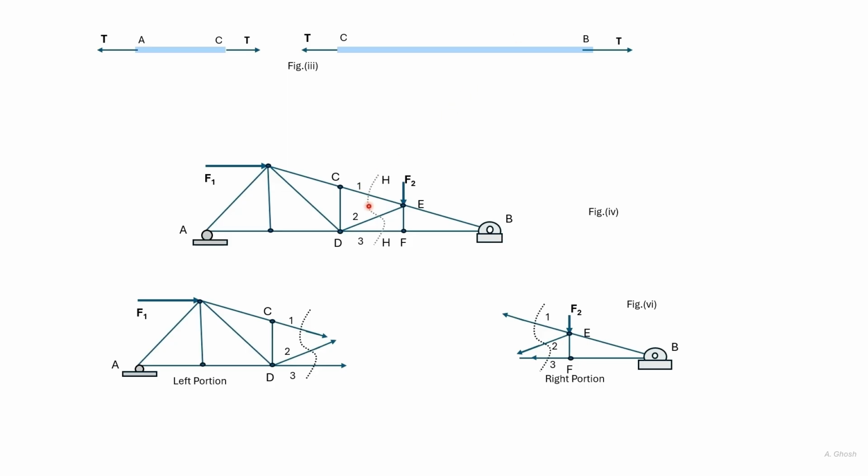We then take the section through three members. As earlier discussed, the left-hand portion will be in equilibrium under external forces and these three internal forces. Similarly, the right-hand portion also will be in equilibrium. Knowing the external forces and the reaction, and using the three equations of equilibrium, if we consider the left-hand portion, we can find out the three unknowns. It's the forces in the three bars. We can do the same exercise with the right portion.